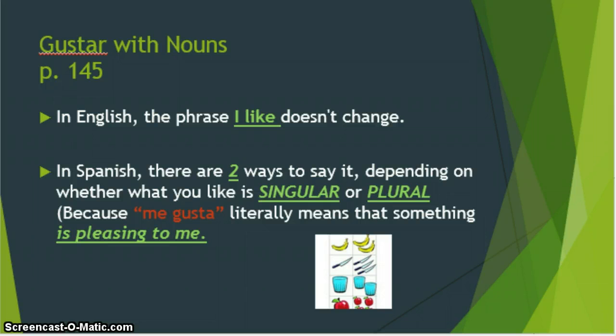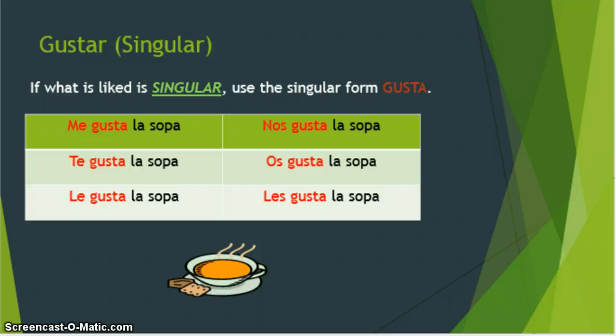So we've already seen me gusta with infinitives like me gusta cantar, me gusta bailar. Here you can see the singular form used again, this time with a noun or un sustantivo. So anytime I have a singular item like la sopa, one soup, I will use the singular form of gusta. So notice, me gusta, te gusta, le gusta, nos gusta, os gusta, y les gusta. The only thing that's changing is my pronoun.